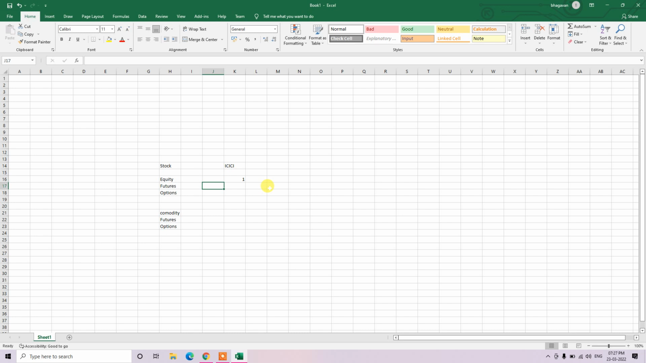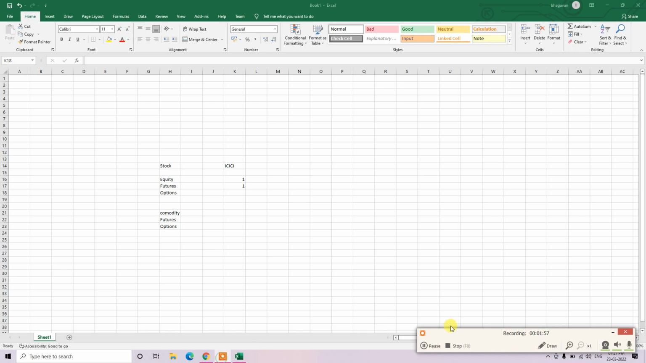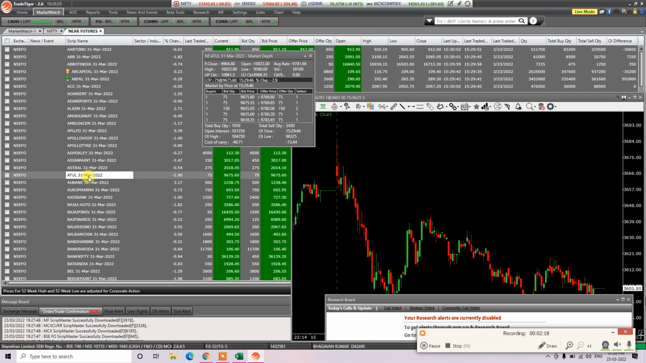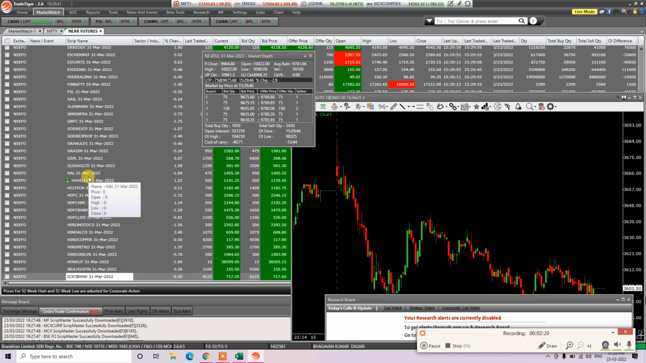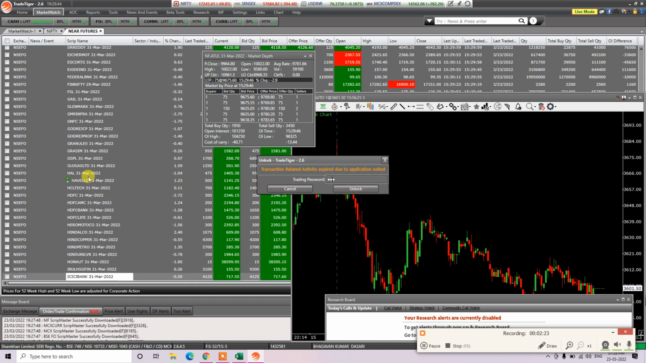Whereas if I want to buy one future, usually we call it a lot. In futures we call it a lot. In options also we call it a lot. Here one quantity is equal to one stock. Here one lot, if you take ICICI as an example, is 1375 stocks, called one lot.